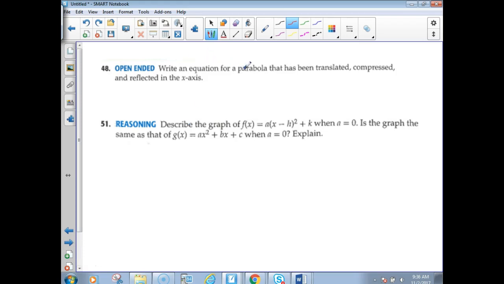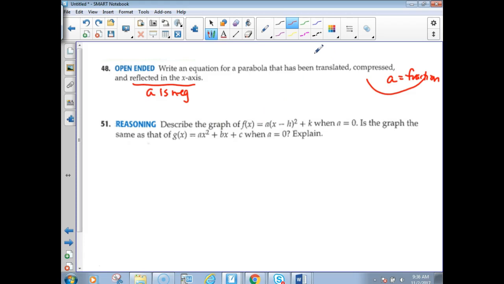48 says to write an equation for a parabola that has been translated, compressed, and reflected in the x-axis. Translated means shifted left to right, up or down. Compressed makes it wider. So what kind of number would A be? A has to be a fraction between 0 and 1. If it's reflected in the x-axis, what else do you know? A has to be negative to get it to flip.